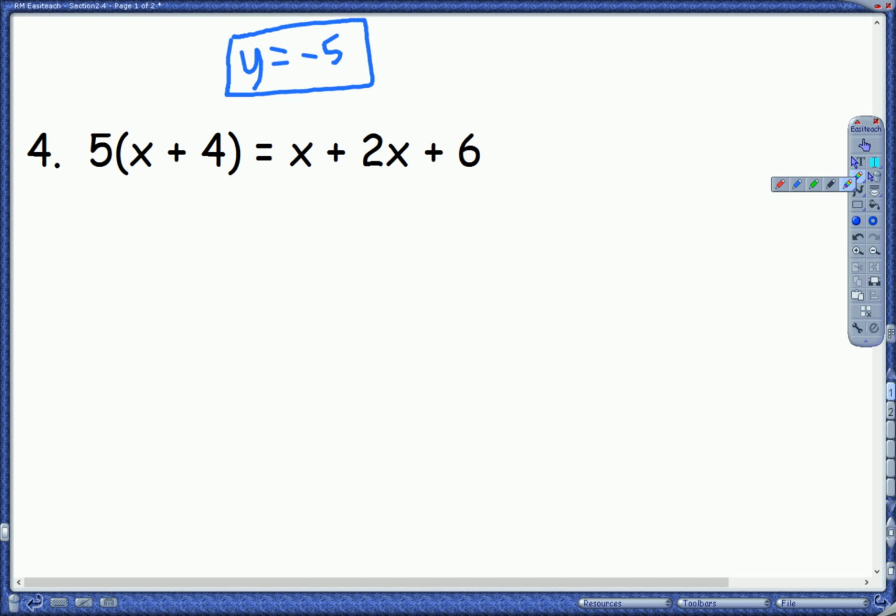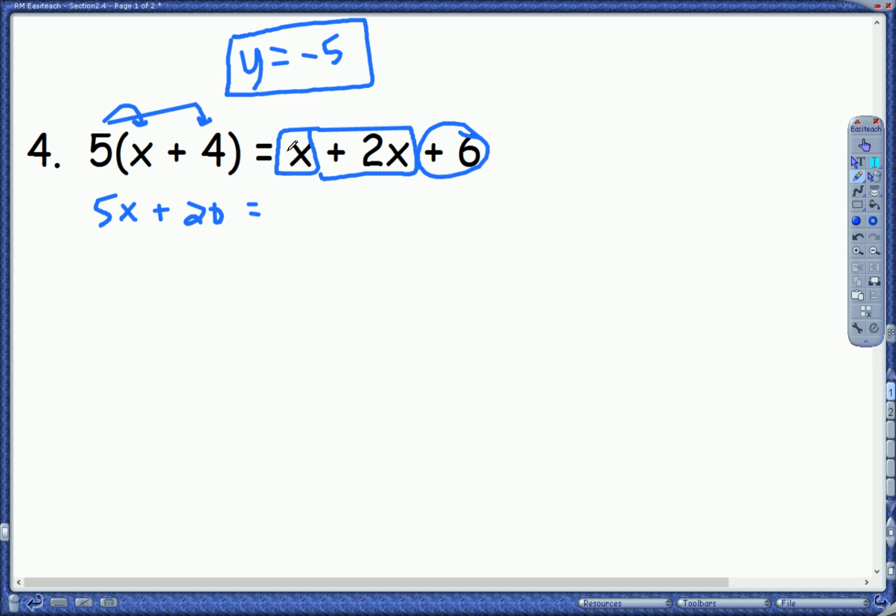Okay, so number 4 has a combination of variables on both sides and variables on the same side. So every time you see an equation, you should look at one side of the equation, and say, is there anything I can combine over here before I start solving? On the left side, we can distribute. That's fine if you want to do that right away. 5x plus 20. And then when I look over here, I see x and I see 2x. So I'm going to combine those. So 1x plus 2x, 3x plus 6.